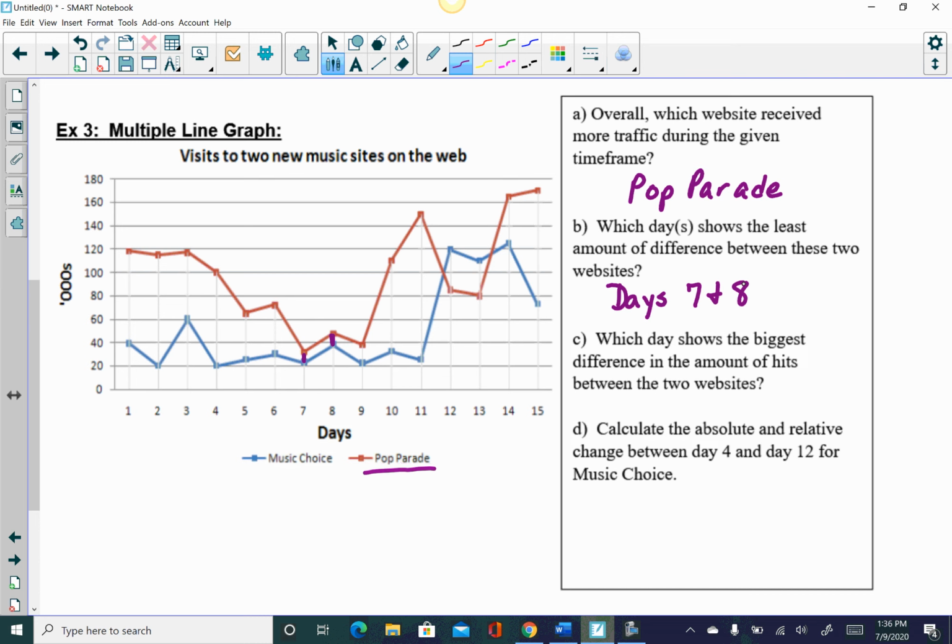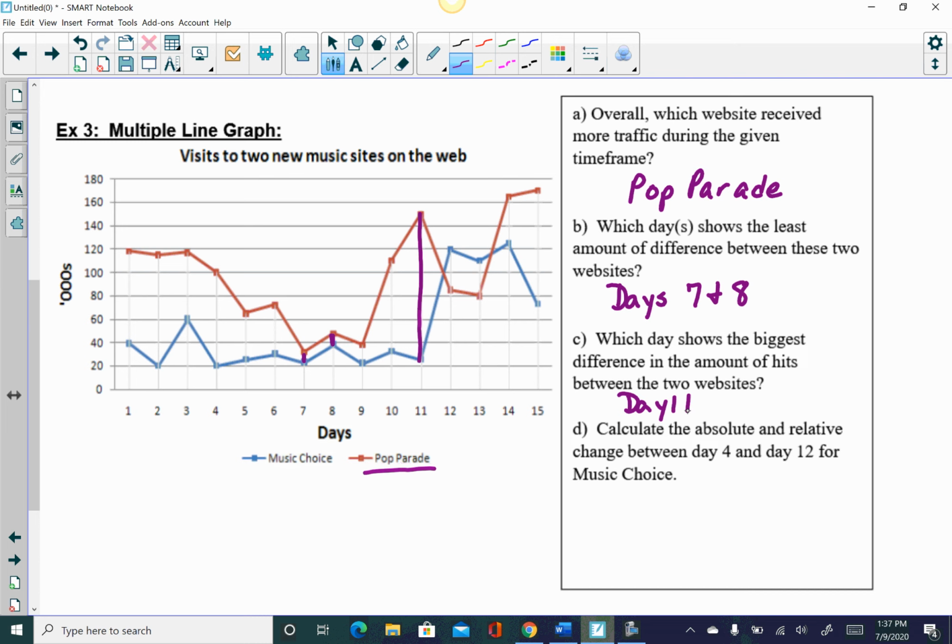Okay. Now part C wants to know which day shows the biggest difference in the amount of hits between the 2 websites. We're still looking at this gap, but we want it to be the largest point on the graph. Hopefully you would agree that day 11 has the largest gap between the 2 websites. So our answer there would be day 11.